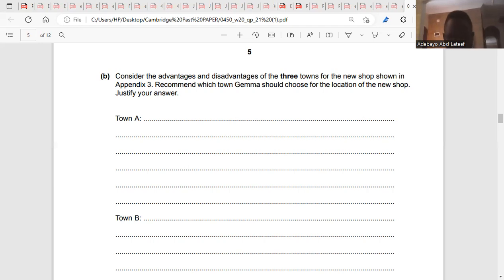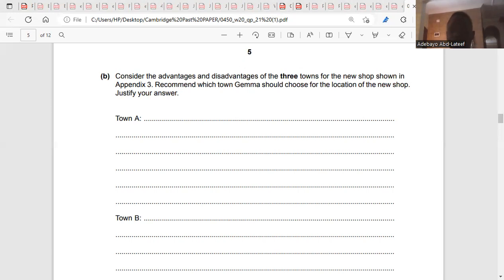Then we'll go on to what else do we check about? So the shop rent, okay. Right, these are the costs. So let's go back to the question now again. Now they said, consider the advantages and disadvantages of the 3 towns for the new shop shown in Appendix 3. Recommend. So now let's go back to the advantages. For the advantages, do we have anything else? No, okay.